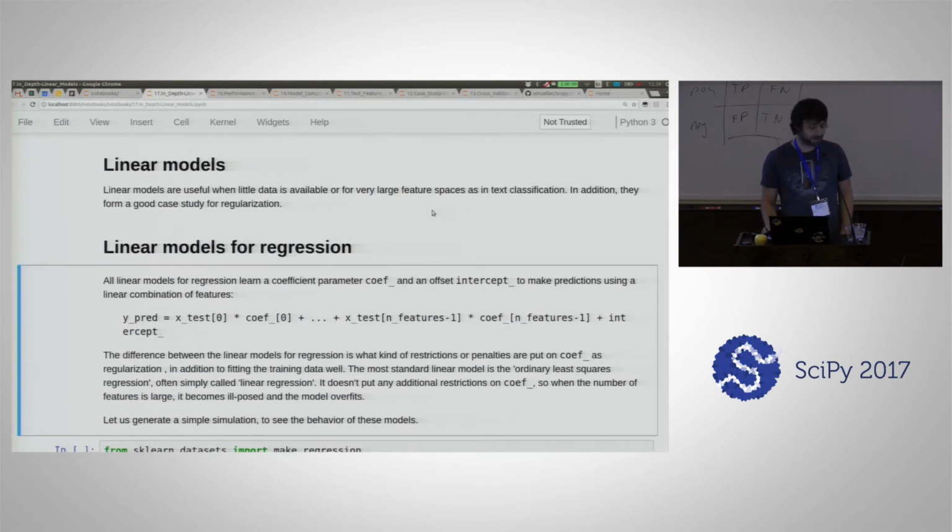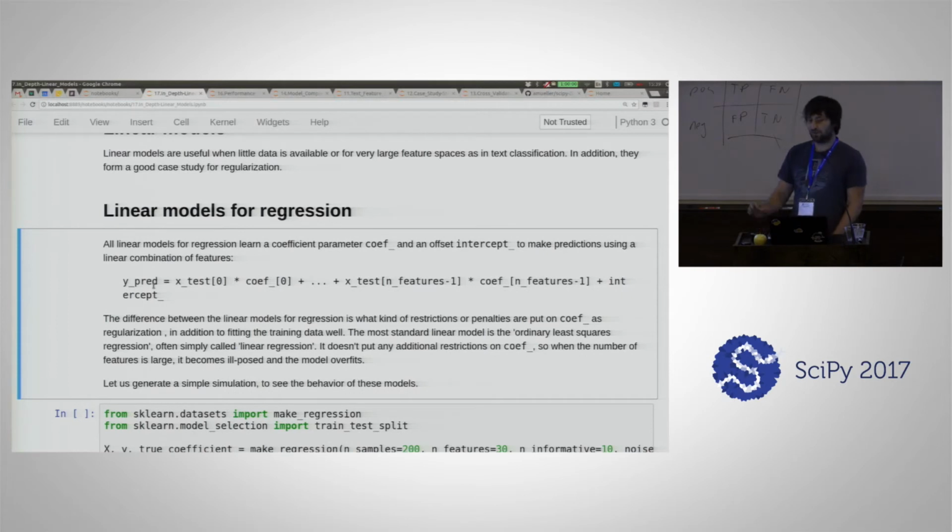So for regression, we had this wonderful formula here that Alex drew on the board, and then I erased, and he drew it again. And it's still there. So in linear models for regression, our output y is a linear combination of the features. So we have x_test[0], which is just the 0th feature of a test data point, and we multiply this by the coefficient we learned, and we add these up for all possible features, and then there's some intercept in the end.